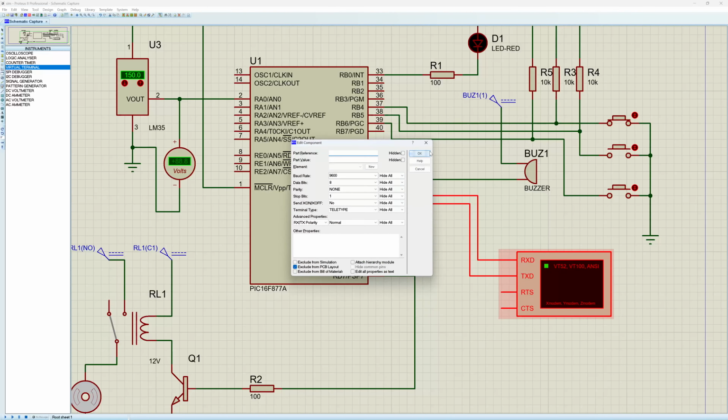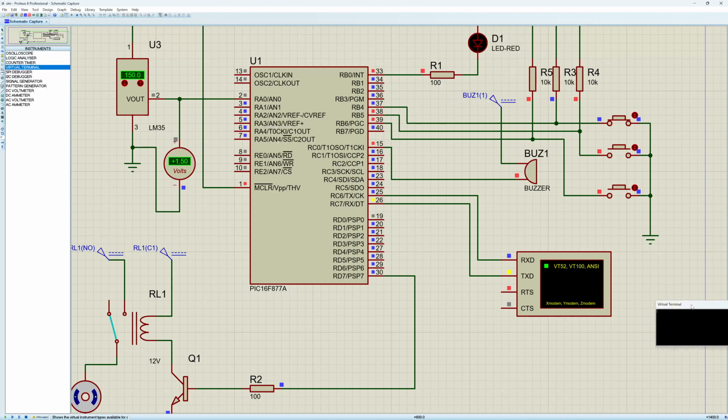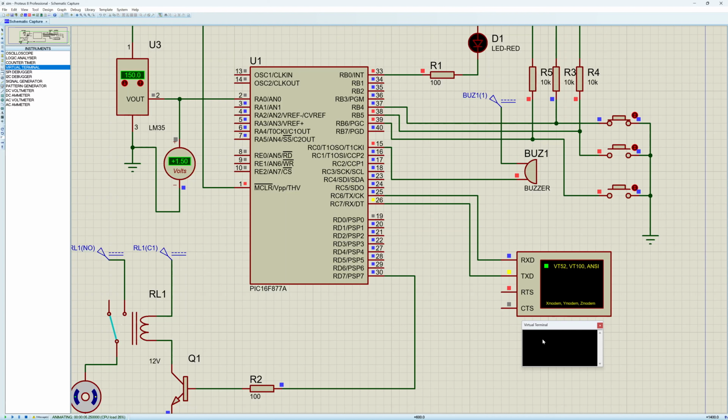You can treat this device as a modem or computer. Whenever the microcontroller sends some data, it will be displayed on this screen. When you hit the play button, you can see one virtual terminal popped up over here, and you can see the data coming out from the microcontroller. I wanted to print the ADC value after conversion. So this is what I wanted to do.